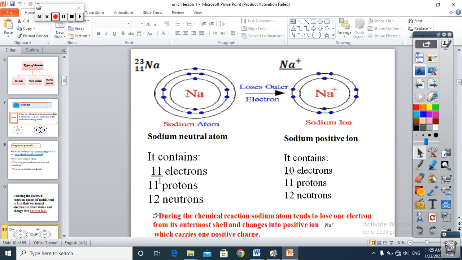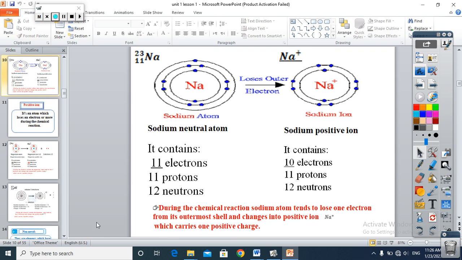Sodium atom loses an outer electron to become a positive ion. It contains 11 electrons, 11 protons, and 12 neutrons. But the sodium positive ion contains 10 electrons because it loses 1 electron, with 11 protons and 12 neutrons. During the chemical reaction, the sodium atom tends to lose 1 electron from its outermost shell and changes into a positive ion, which carries 1 positive charge.